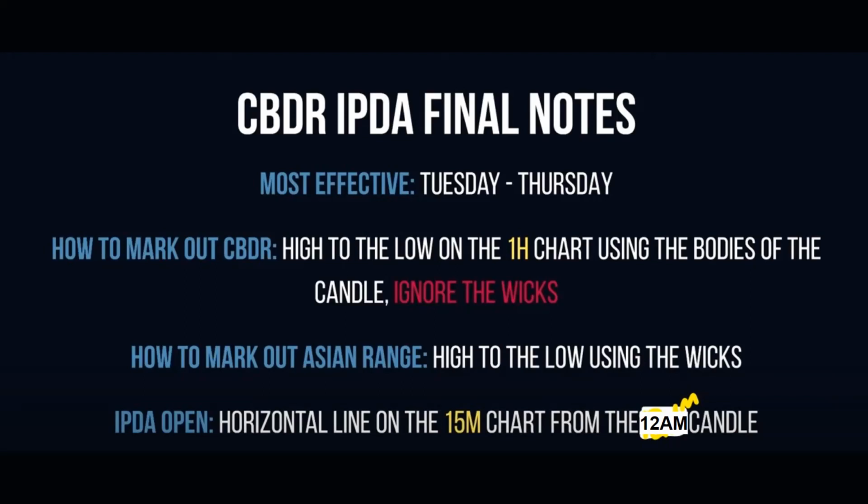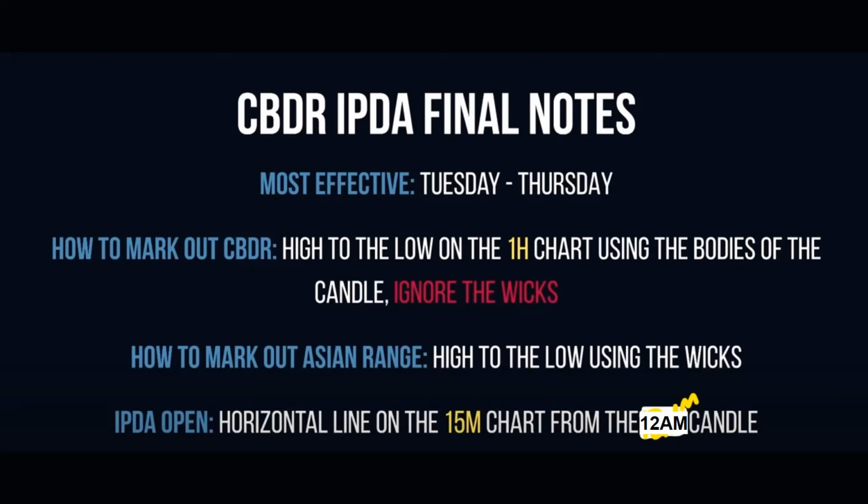It's going to give you the direction of the market, more bias for weekly profiles, and how to mark out the CBDR. We're going to be using the 1 hour chart using the bodies of the candles. We're going to ignore the wicks. Remember, ICT talks about how the wicks do the damage and the bodies tell the story.